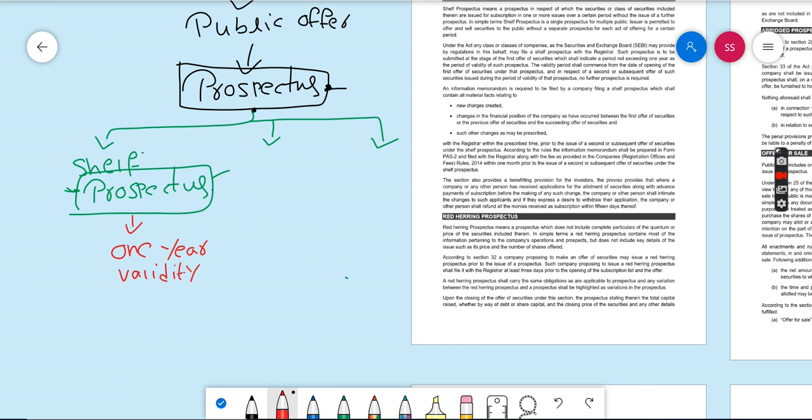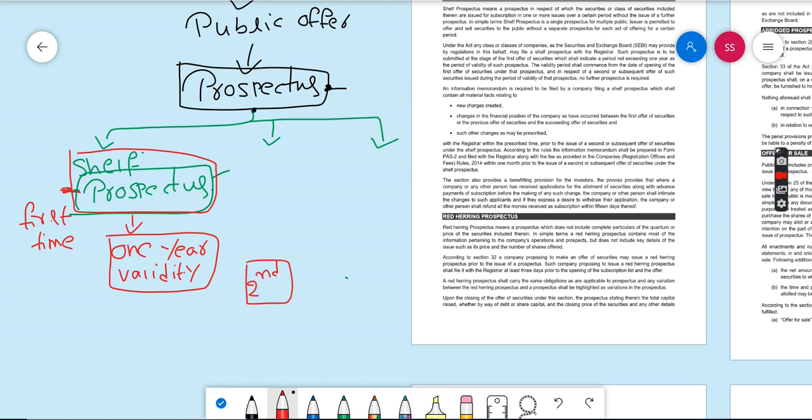So you need to prepare the shelf prospectus for the first time, while you are issuing the shares to the public. If you prepare the shelf prospectus the first time, then it is valid for 1 year. That means if you are raising money a second time, you don't need to prepare the prospectus again. You can just issue the same prospectus, right? But this is valid only for 1 year, right?